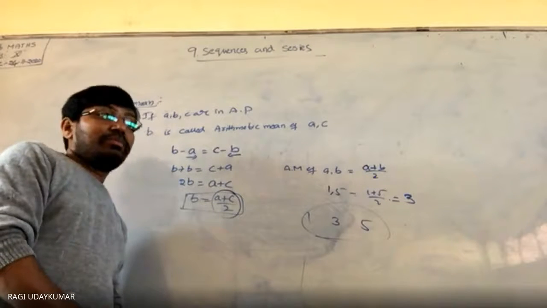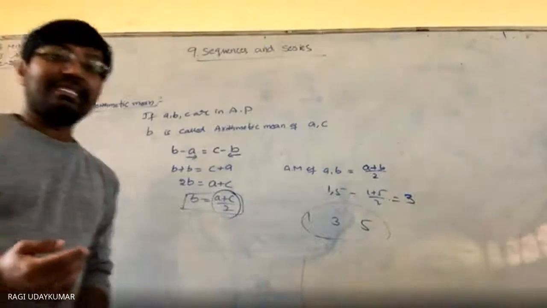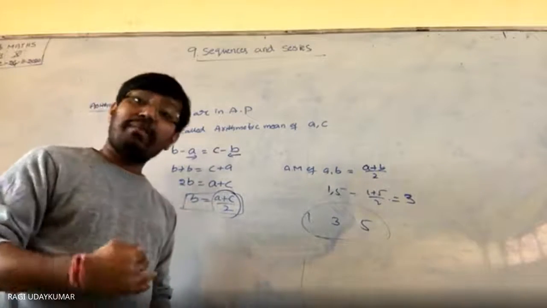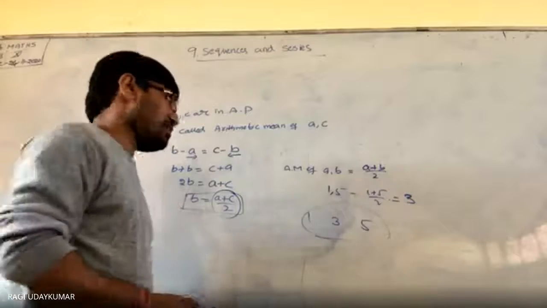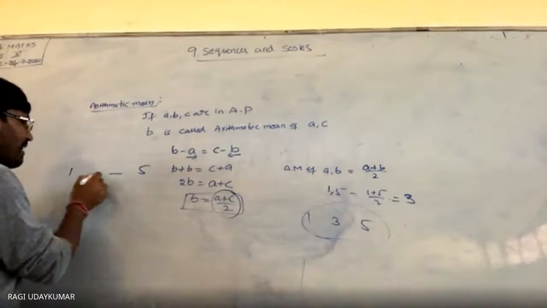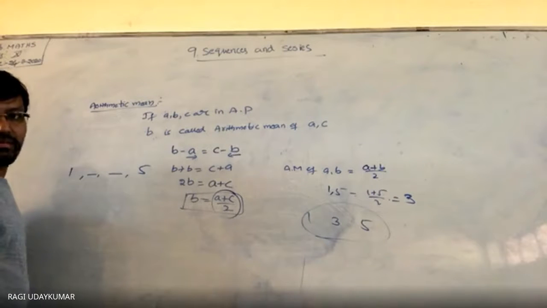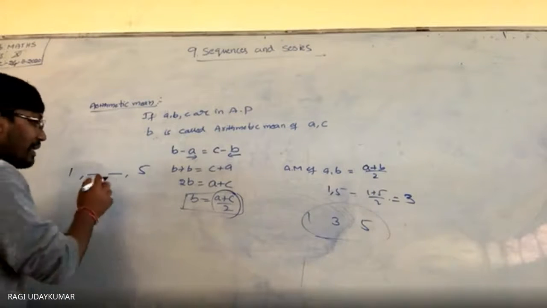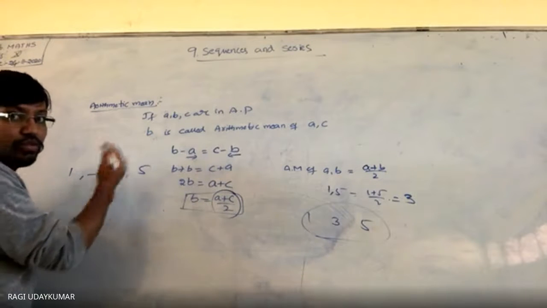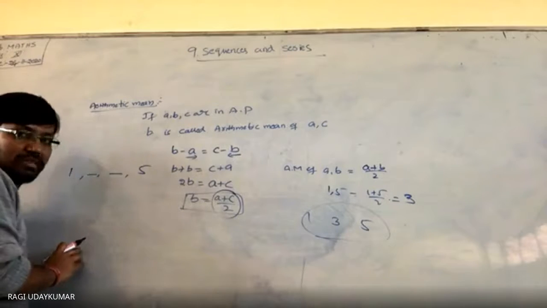And there is a concept of further extension if you take into consideration: inserting arithmetic means between two numbers. Suppose you write 2 numbers between 1 and 5, and this should form an arithmetic progression. So this is called inserting arithmetic means. It can be 2, 3, 4 or n arithmetic means between the two numbers.